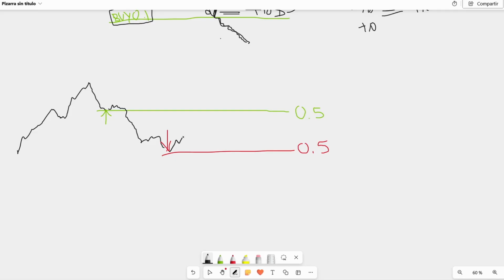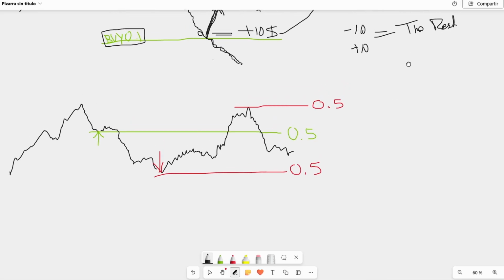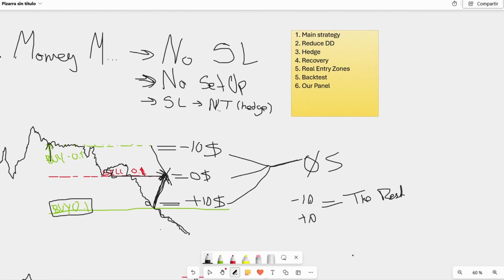And let's suppose now price goes up. I don't know, let's see, price goes up and you make a new sell trade. Let's suppose you make a new sell trade over here of 0.5, and now price goes maybe down a little bit. So here what you want to do is to reduce your drawdown. What does this mean?